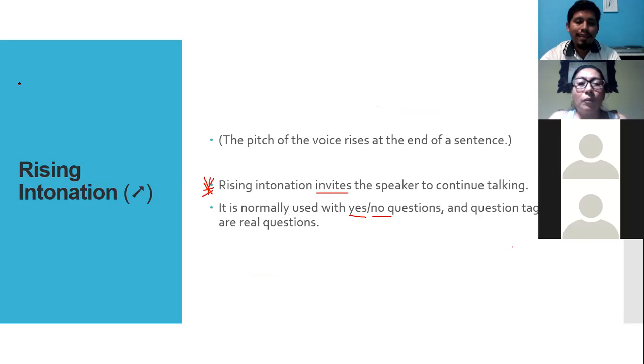Then we have a rising intonation. Rising intonation says the pitch of the voice rises at the end of the sentence. Rising intonation invites the speaker to continue talking. This rising intonation is commonly used with yes or no questions and question tags that are real questions.